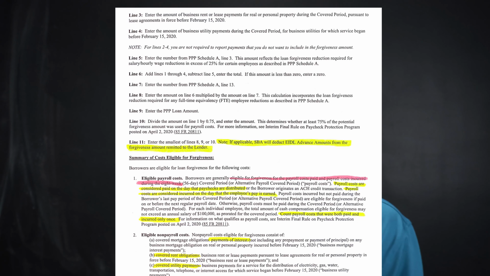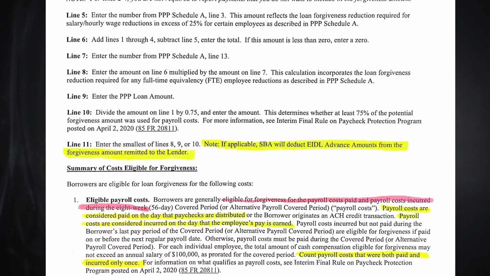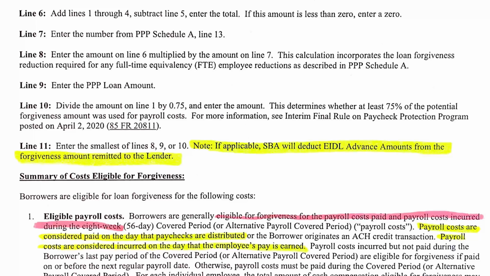but you've got to make sure that you're keeping your business afloat. So the second page, we're going to flip over to the second page here, and I'm going to go right down onto line 11, and you can see the note, if applicable, that SBA will deduct idle advance amounts from the forgiveness amount remitted to the lender, which is probably something you already knew, that it was going to be reduced because that came out right in the beginning, that if you did get the idle grant, the PPP loan forgiveness portion would be reduced.